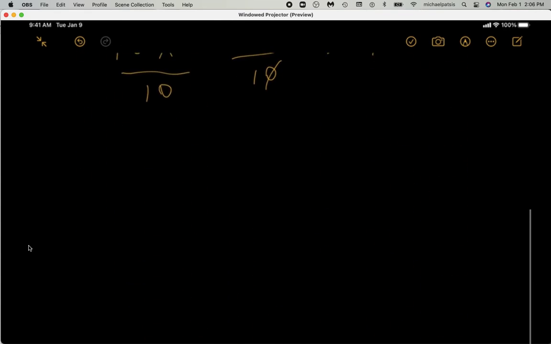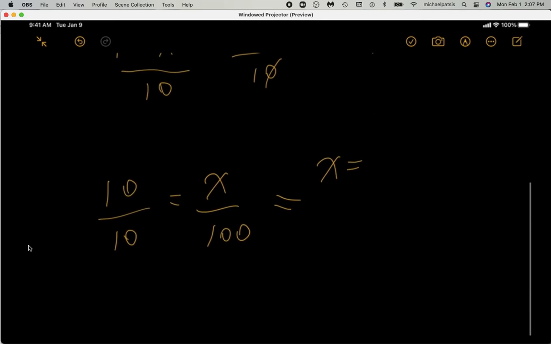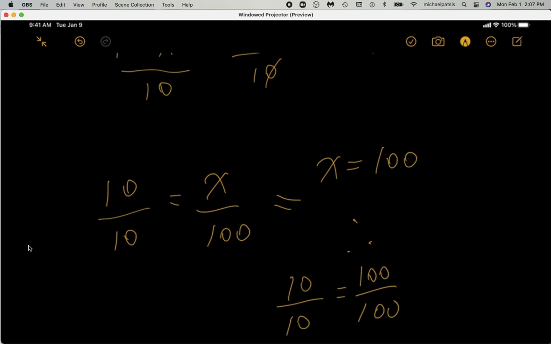So if we go back to our original problem, they want to know 10 over 10 is what percent? 10 over 10 equals x over 100. X turned out to be 100. Therefore, 10 over 10 equals 100 over 100, and this is 100%. Let's do another one.